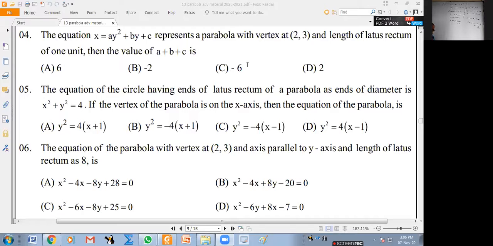The sixth one is also quite easy. The equation of the parabola with vertex (2, 3), axis parallel to the y-axis, and length of latus rectum 8. So the vertex is (2, 3), the length of the latus rectum is 8, and the parabola is vertical.